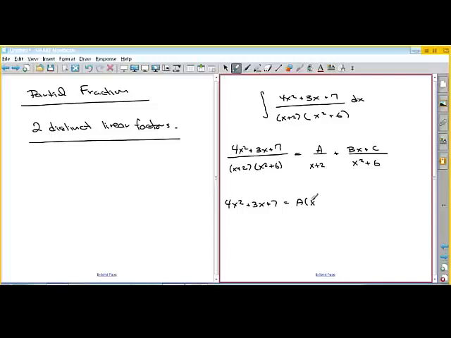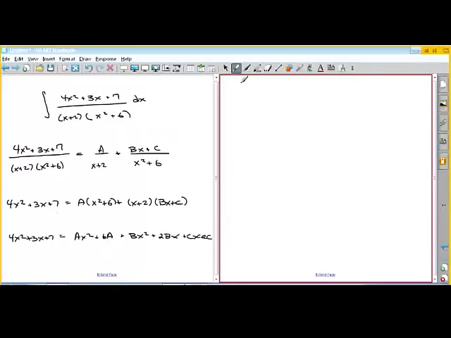So you'll get A times this denominator plus this denominator times Bx plus C. And then you multiply out the right-hand side, so you'll get Ax squared plus 6A for this part, and then you'll get Bx squared plus, that's first, the inner is 2Bx, the outer is Cx, and the constant part is 2C. Okay, so that's your long equation.